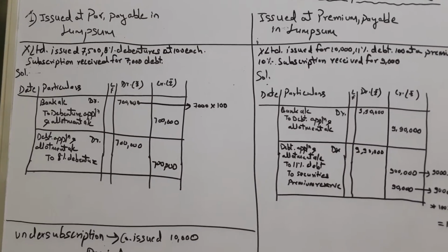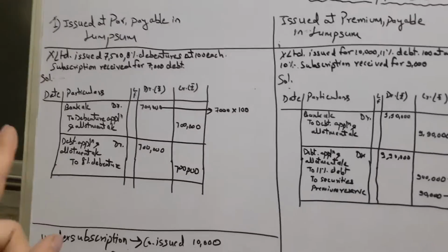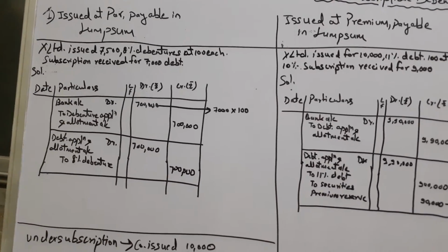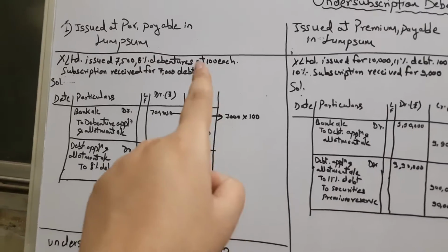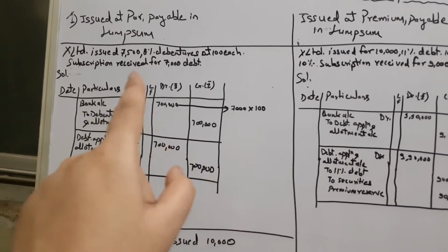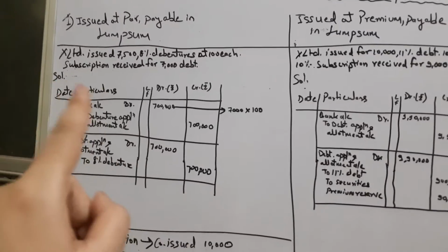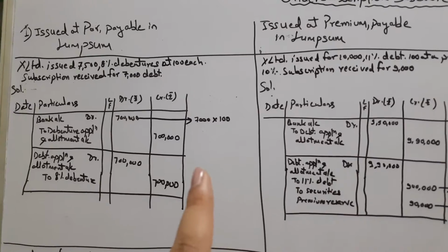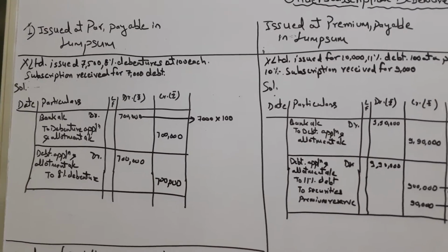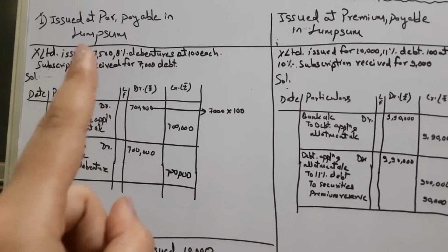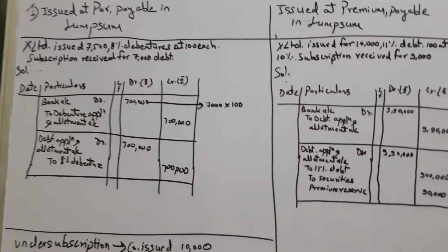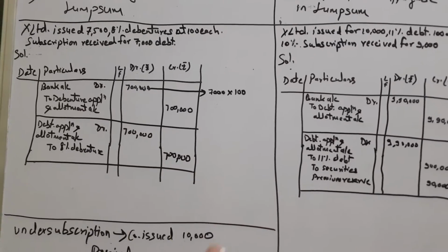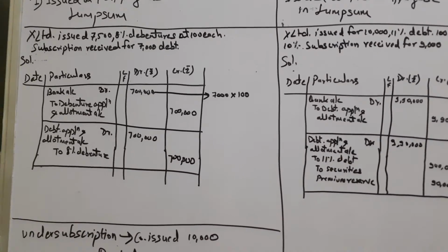Now how to pass the entry? First, as usual, you have to pass the receipt entry, bank account debited to debenture application and allotment account, where you have to multiply the face value with the exact number of debentures which you have received. Subscription you have received only for 7,000, therefore you will be multiplying 7,000 with 100 rupees. Do not go for 7,500, because 7,500 is the figure which the company has offered, whereas subscription has come only for 7,000. So in the entire entry you have to keep in mind the 7,000 debentures.